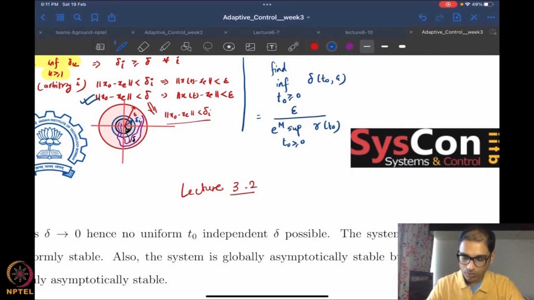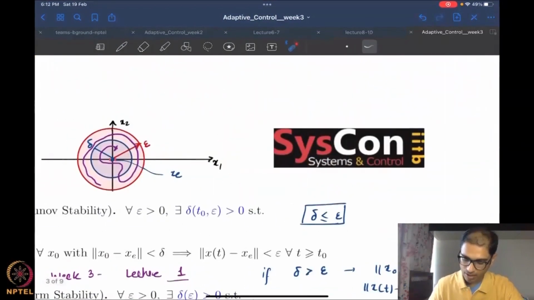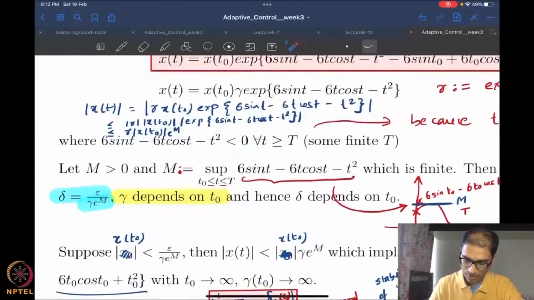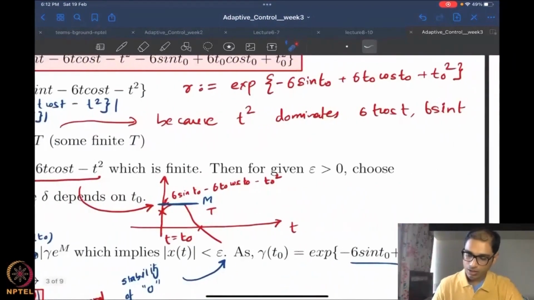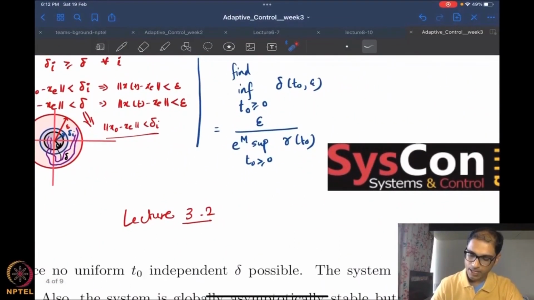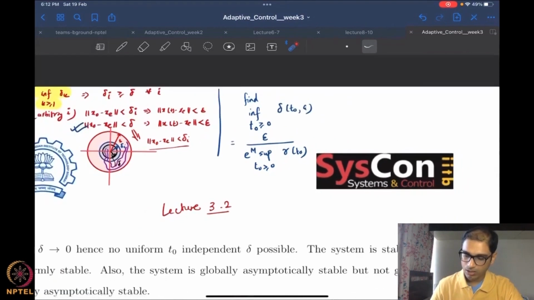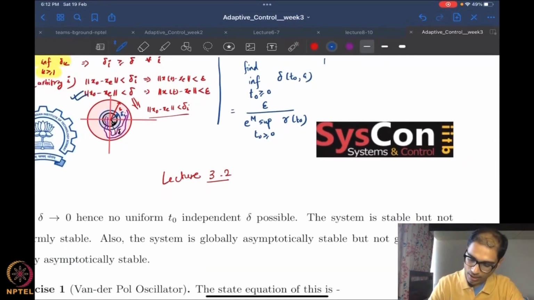Right? Because what was delta? The delta we computed was epsilon over gamma em, and gamma was the only quantity that was bringing in the initial time dependence. Okay, now if I want my smallest delta, I would need my largest gamma, right? Because gamma is in the denominator, so it's an inverse relationship. So therefore this makes sense. I need to find my largest gamma. So then if I move forward, what is the largest gamma? So let's see. Sup over t0 greater than or equal to 0.